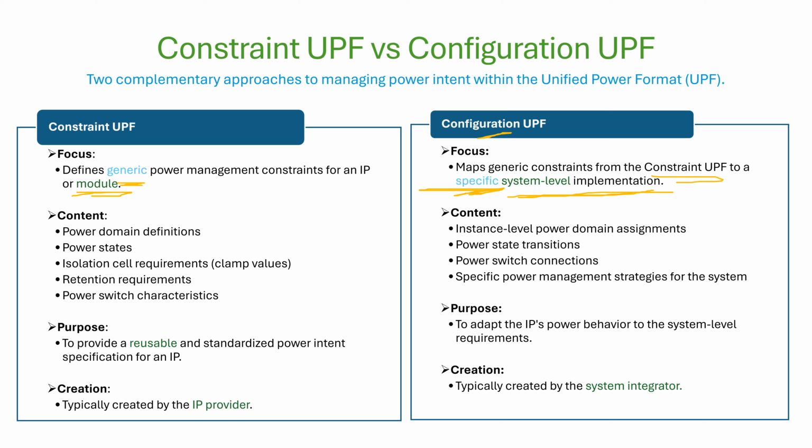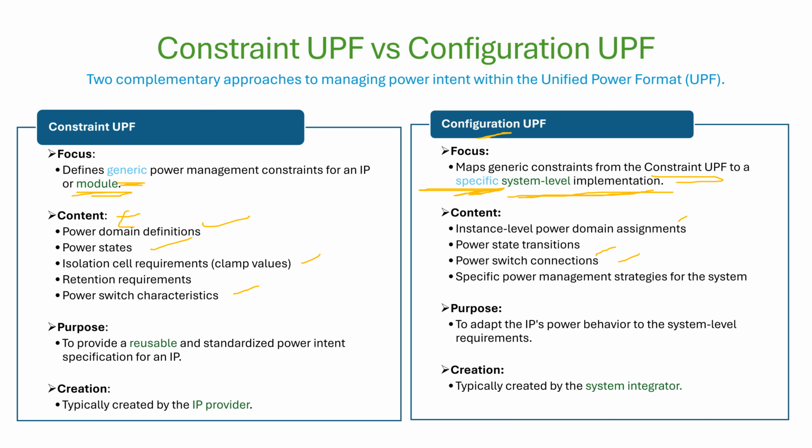Now, what is the content of the constant UPF? It is power domain definitions, power states, isolation cell requirements, retention requirements, power switches, etc. Whereas the content of the configuration UPF is instance level power domains, power state definitions, transitions, power switch connections, and specific power management strategies for a system.